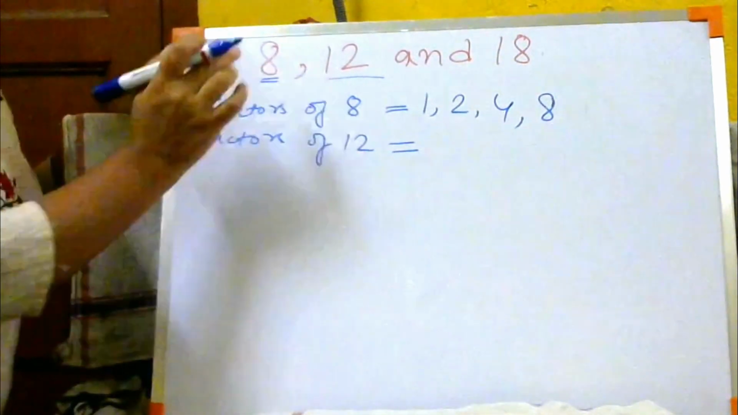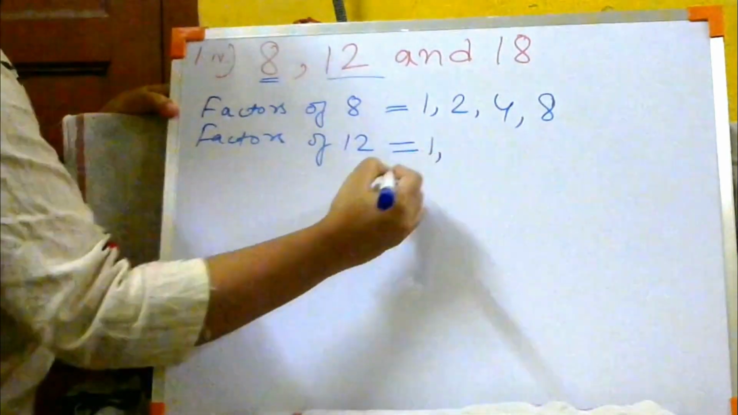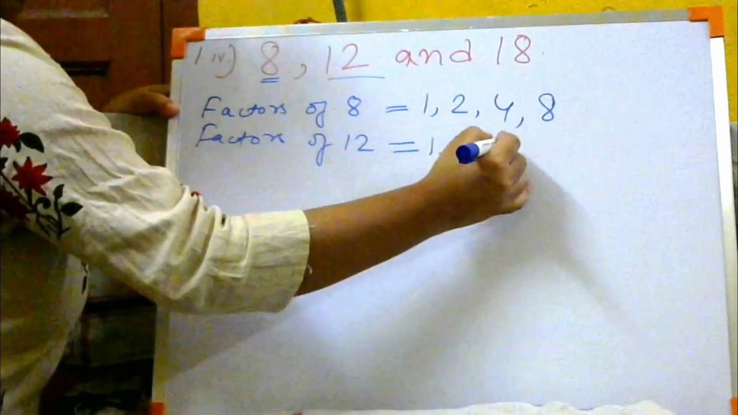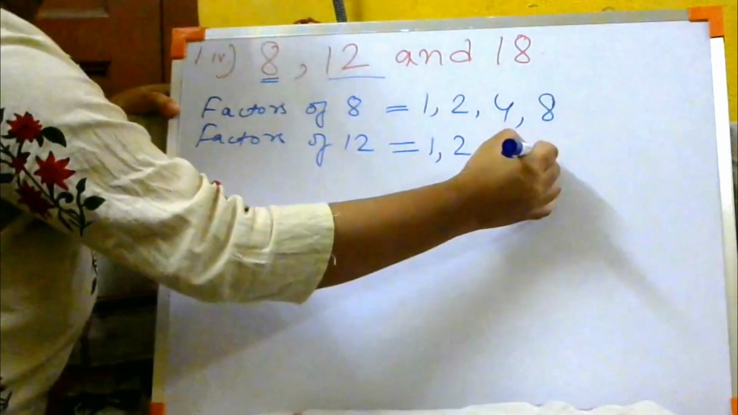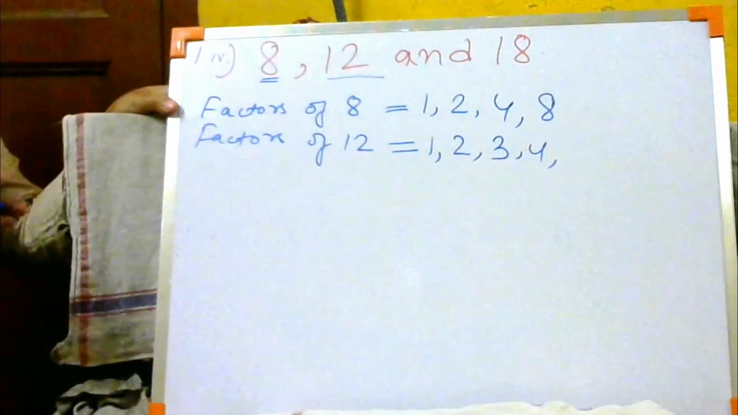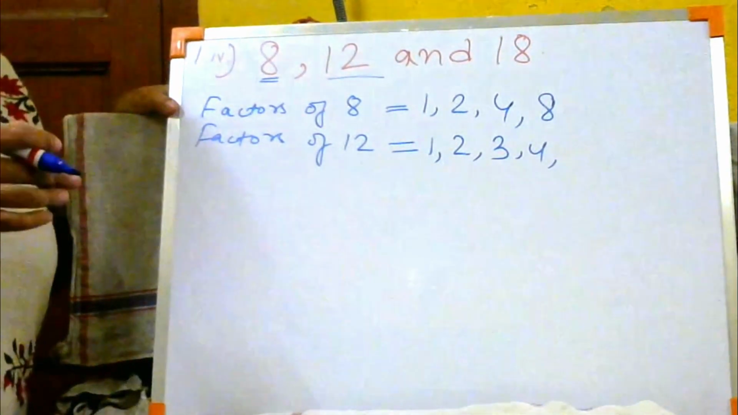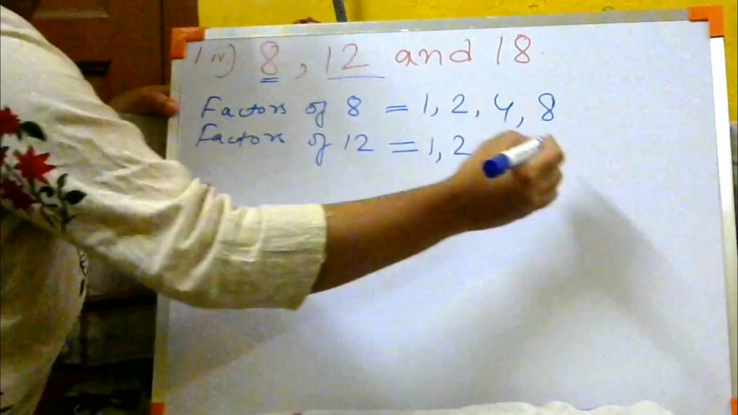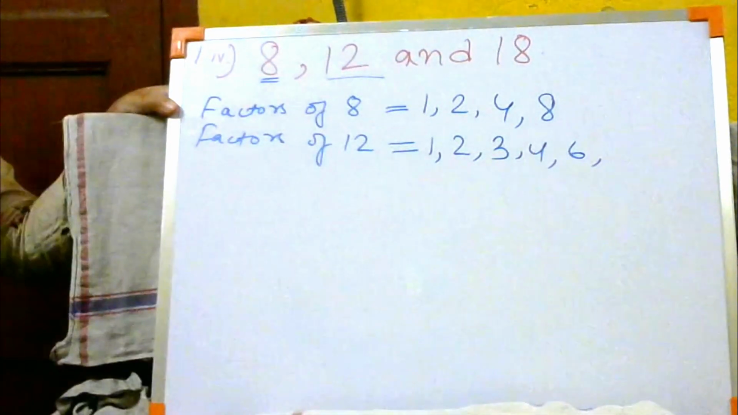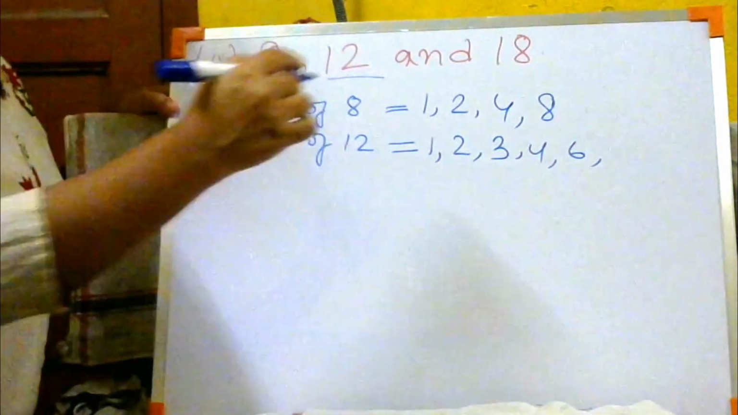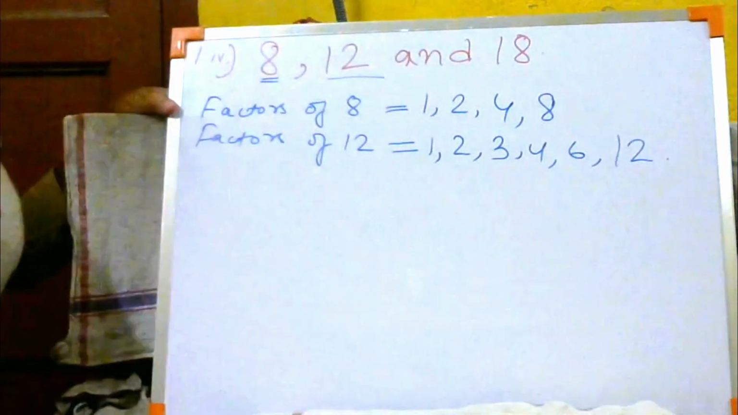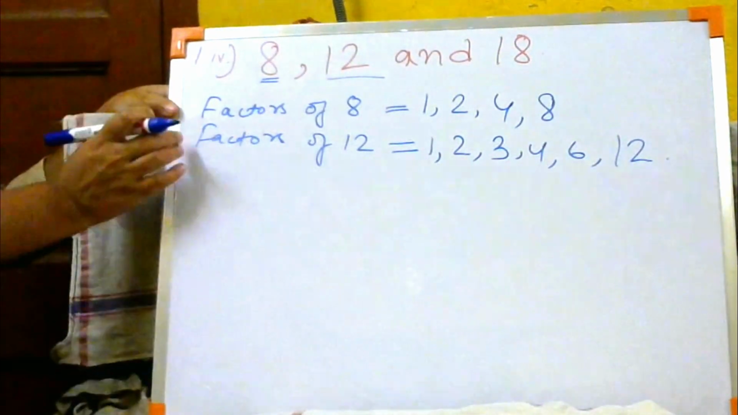Now, factors of 12 are, first of all, 1 is there, then we have 2, then we have 3, 3 4s are 12, then we have 4, 4 3s are 12. Am I right? 1, 2, 3, 4. Is there any other number? Yes, then we have 6, isn't it? 6 2s are 12. And finally, we have 12, 12 1s are 12. Clear? So these are the factors of 12.